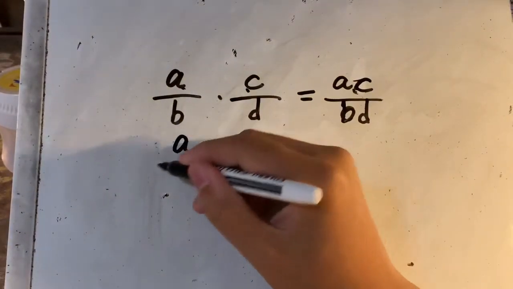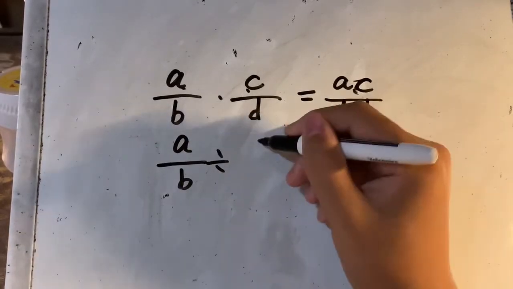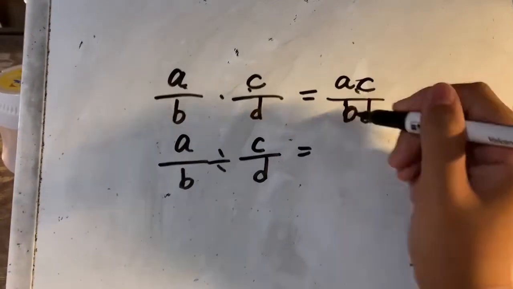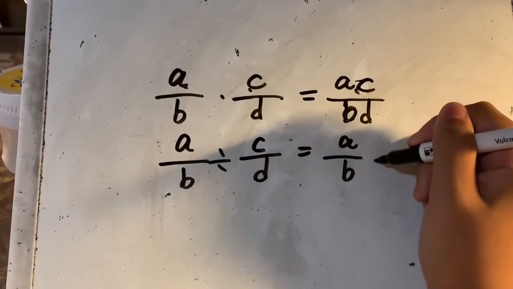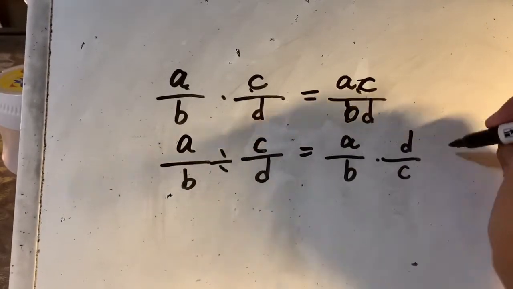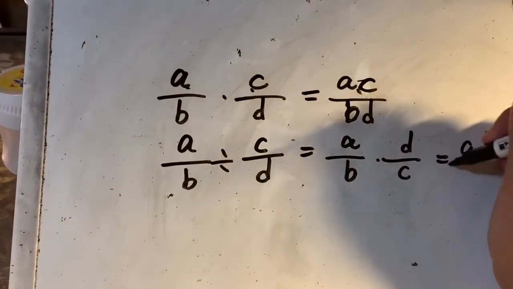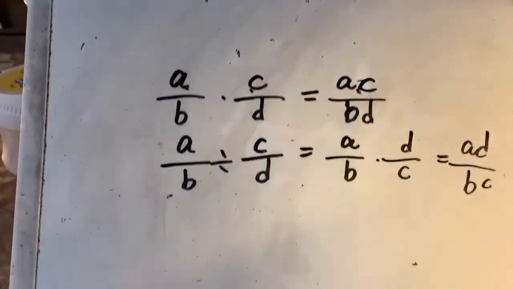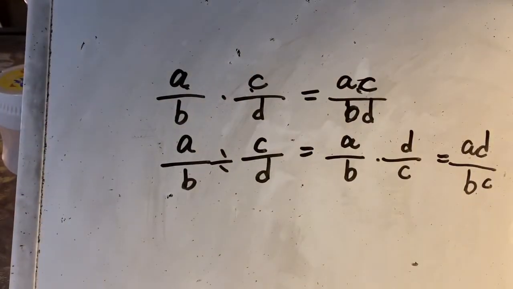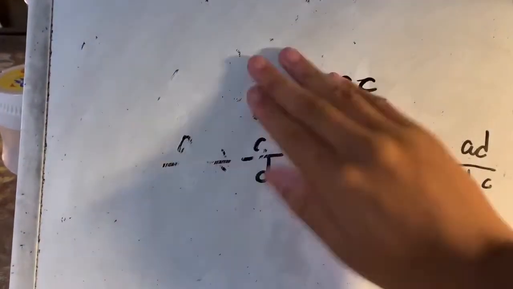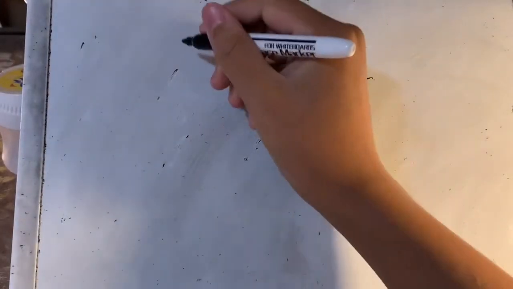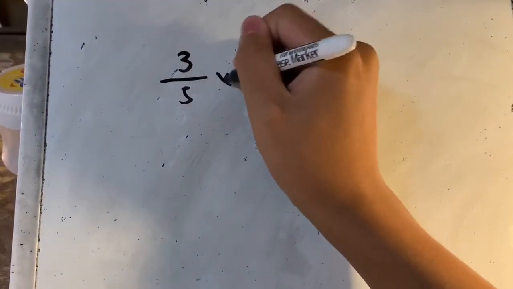Then what about division? If it is a division, you put them into this, and then it will be equal to AD divided by BC. So these are the two fundamental theorems, and they will be very important. Let's make an example. Calculate this.